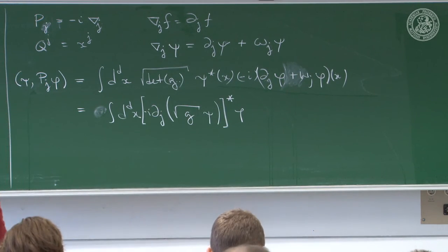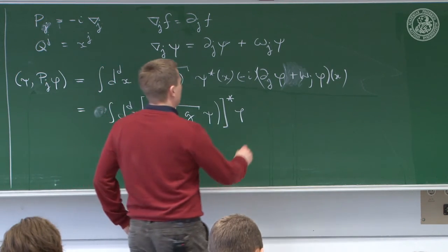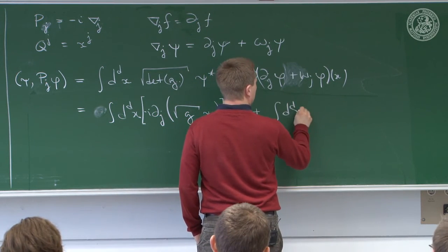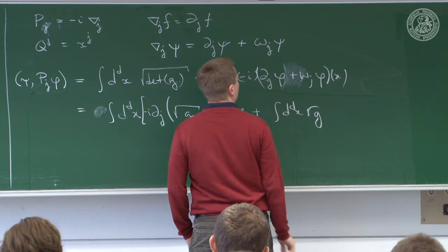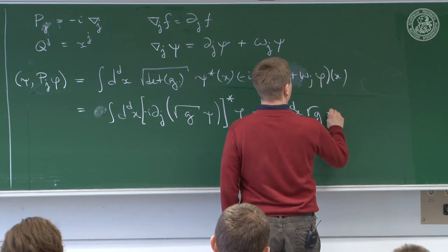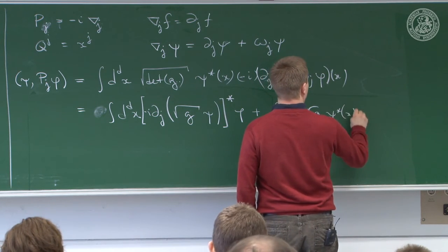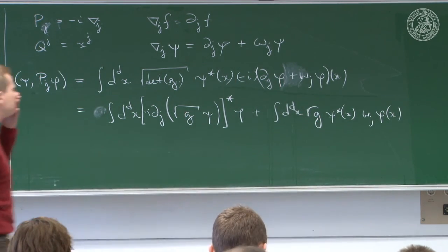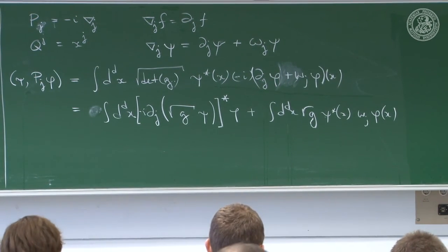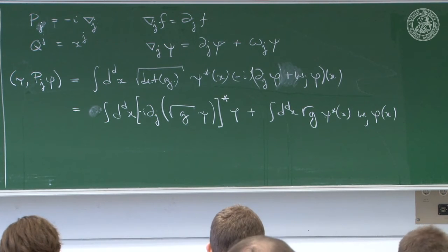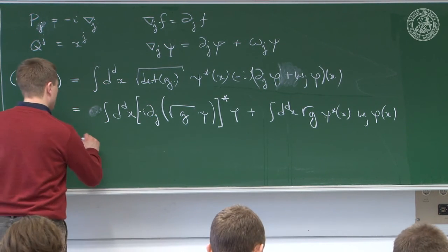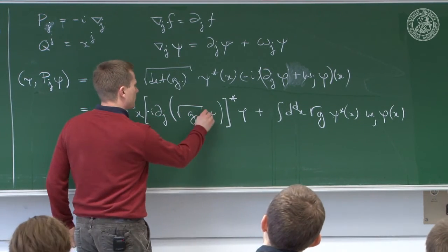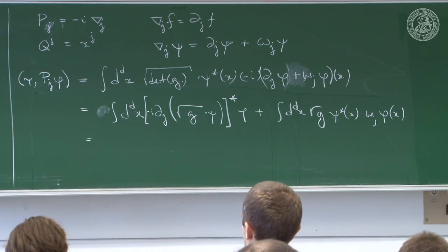That's this term. And then we get an extra term plus integral d dx square root of g psi star of x omega j phi of x. Correct? So exactly the same idea as before now. We execute this derivative on this product here. Okay?